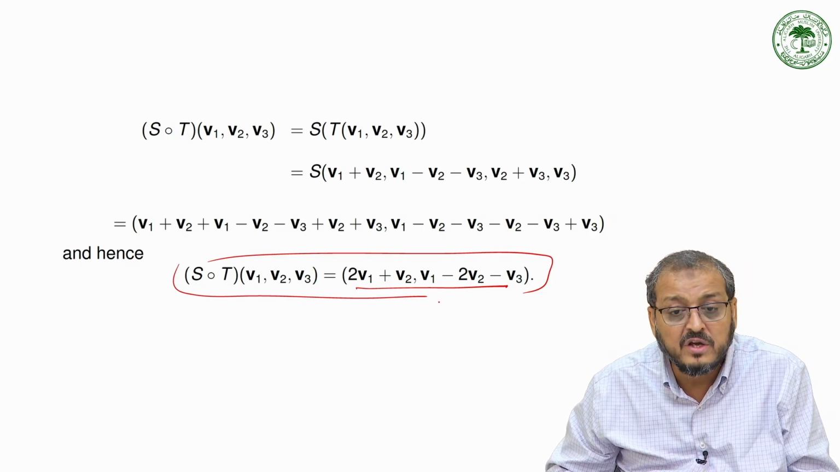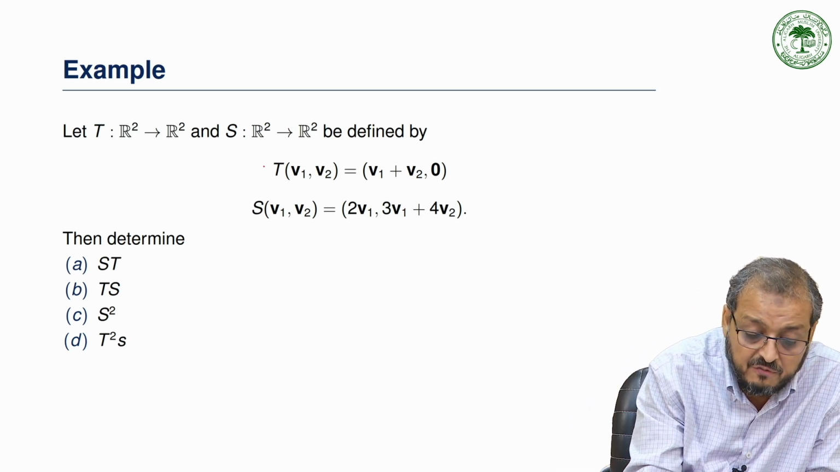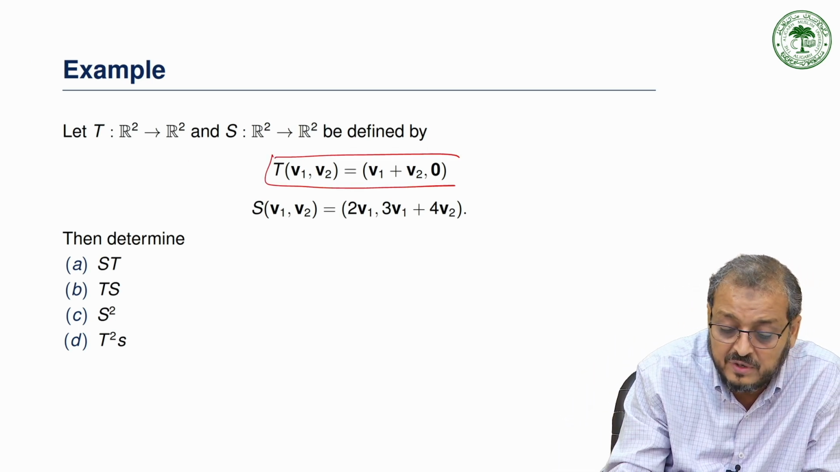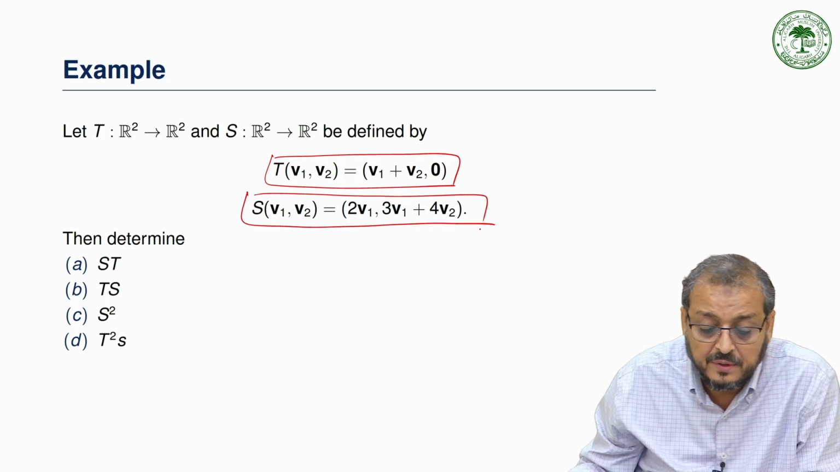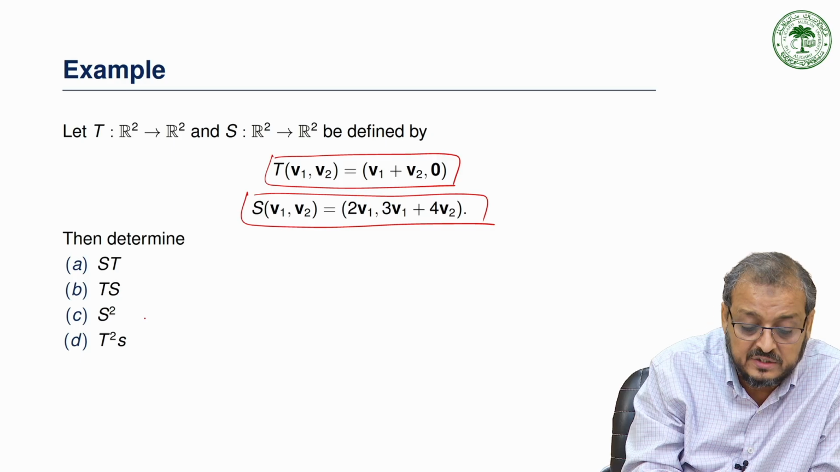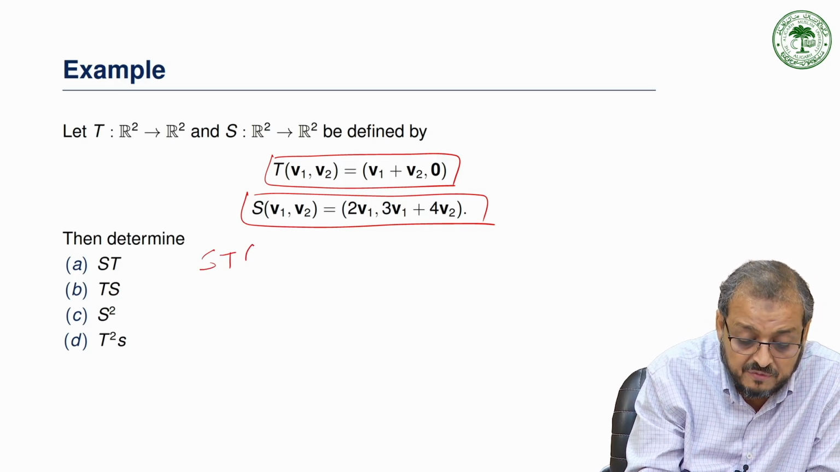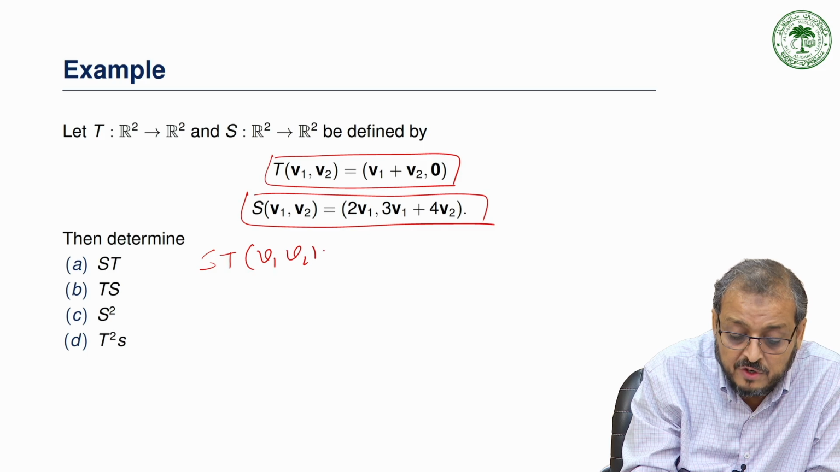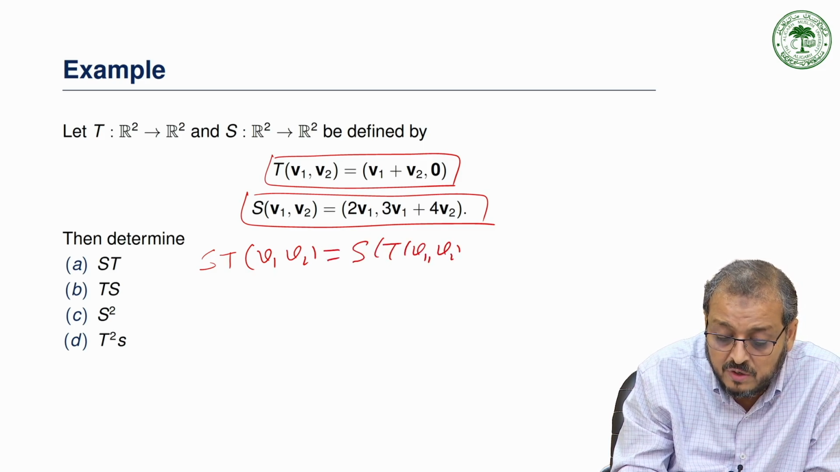So now we have one more example. We try this, defined with V1 + V2, 0, and then S is defined as 2V1, 3V1 + 4V2. So we have to calculate this ST. So ST we have to calculate like this. ST can be written in the form of S times T of (V1, V2).